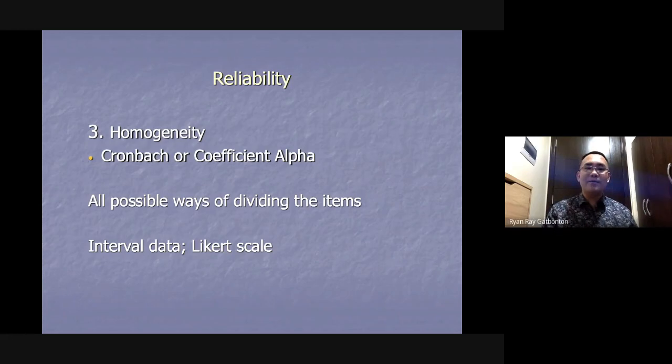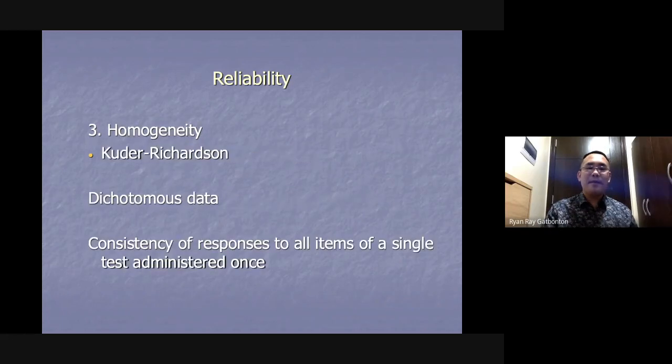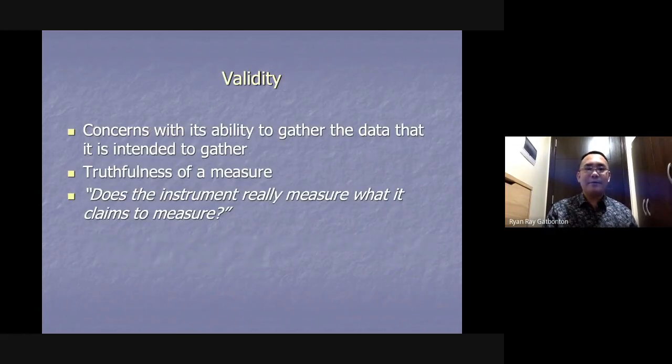Always take note that Cronbach alpha is only used for research instruments with interval level of data or measurement. Okay? You can use Kuder-Richardson if your data is dichotomous data. Alright? Now, we're done with reliability.